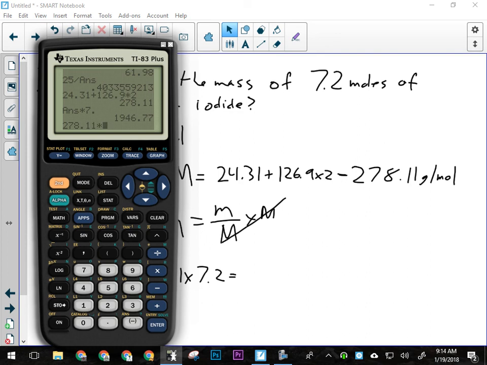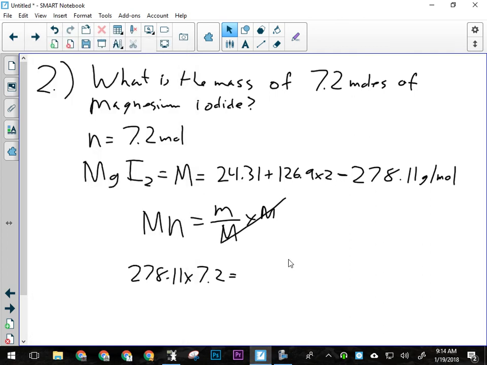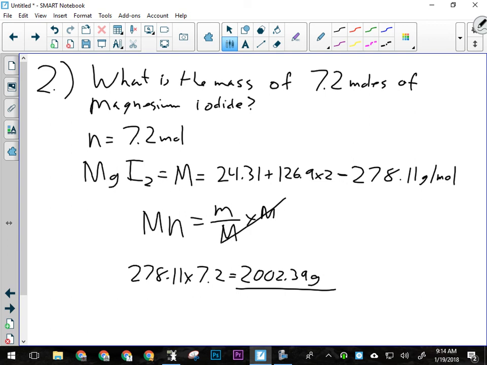278.11 times 7.2 is 2002.39 grams, which would be my answer there. So those are the 2 simplest ones. They don't involve using Avogadro's number. The other 2 involve using Avogadro's number.